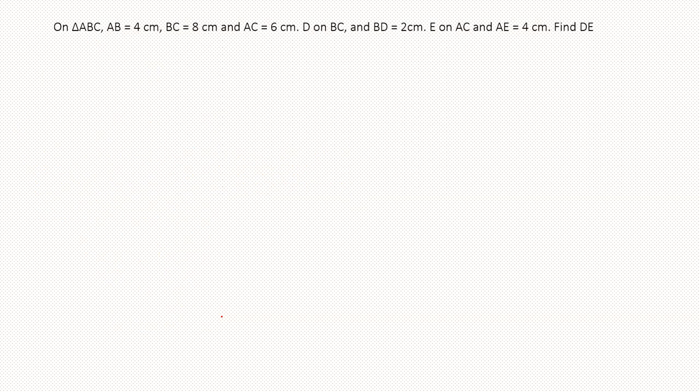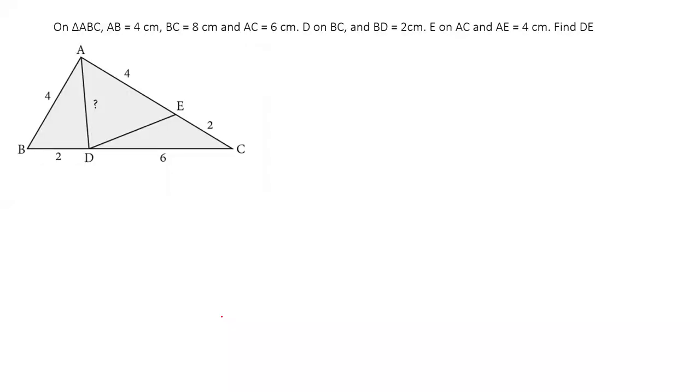Next problem: on triangle ABC, AB is 4 centimeters, BC is 8 centimeters, and AC is 6 centimeters. D is on line segment BC, and BD equals 2 centimeters. E is on line segment AC, and AE equals 4 centimeters. Find DE. If we sketch this problem, it becomes like this.